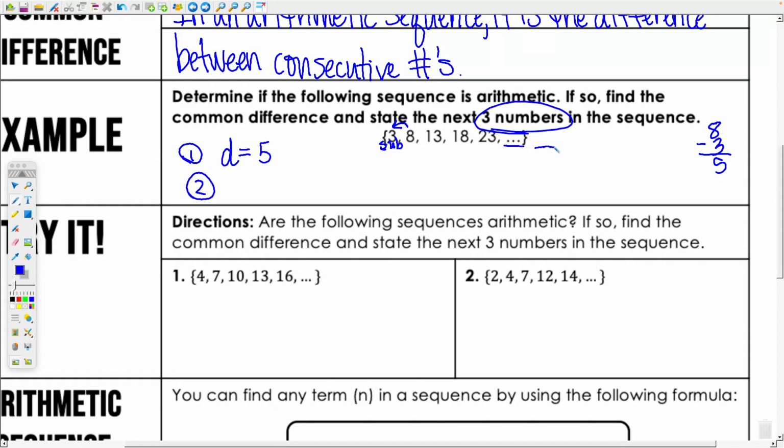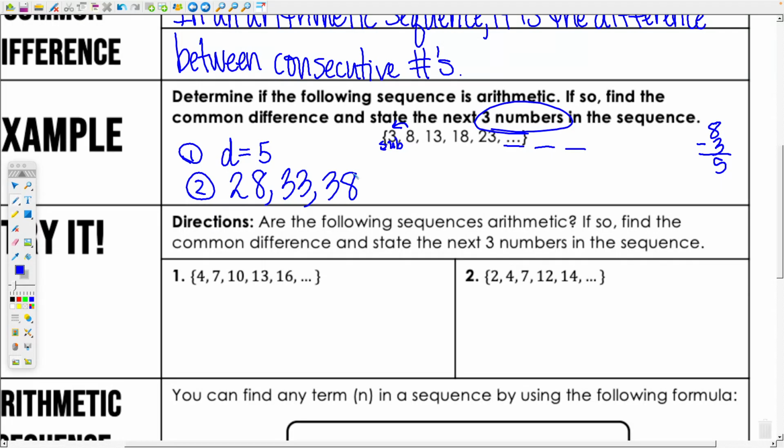But telling me the next 3 numbers in the sequence, I'm saying finish it. What's going to be next, next, and next? That means you need to add 5. If you don't have a calculator, now will be a good time to come grab one. What's 23 plus 5? 28. What's after that? 33, and then 38. There you go.